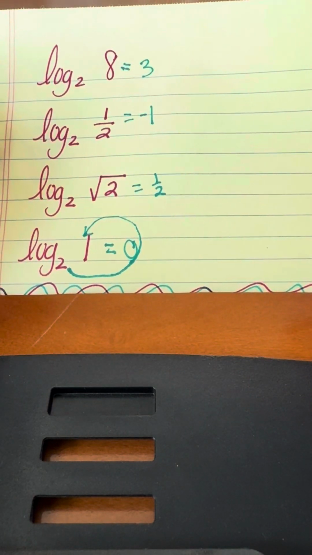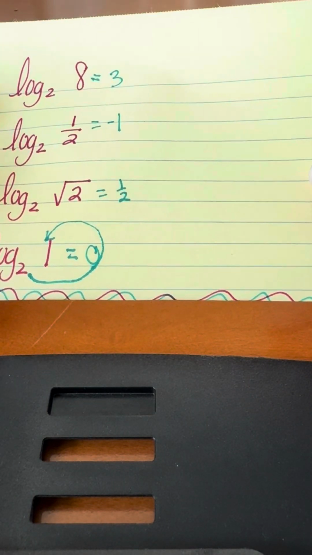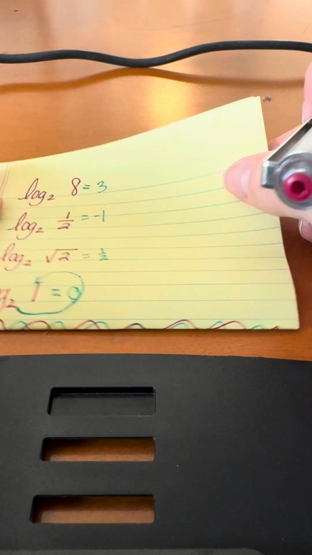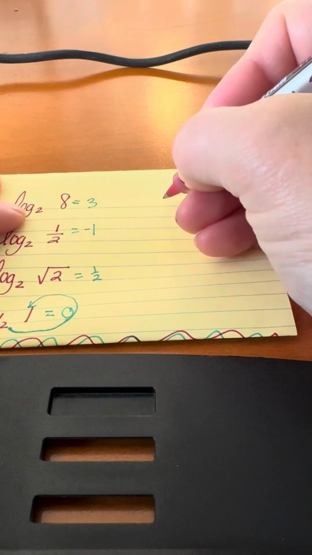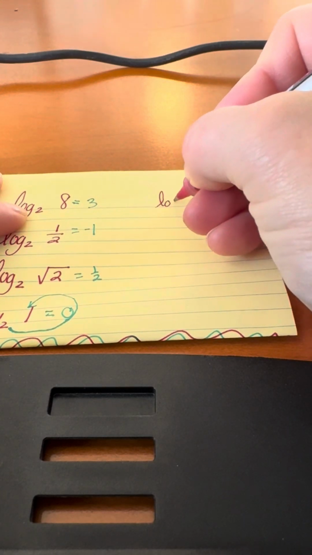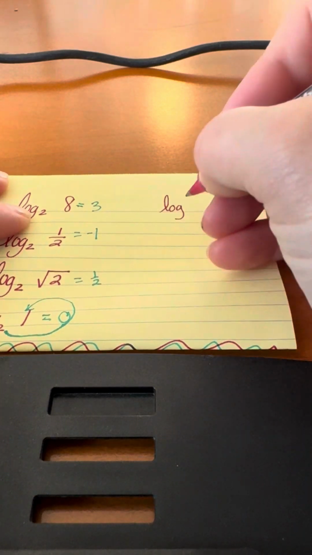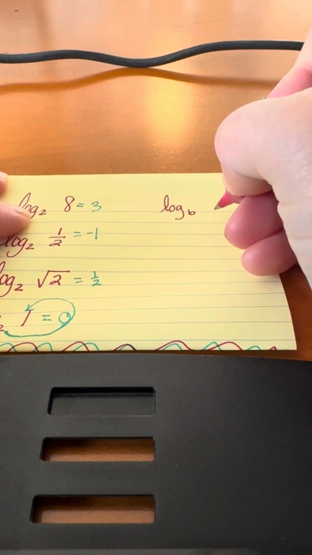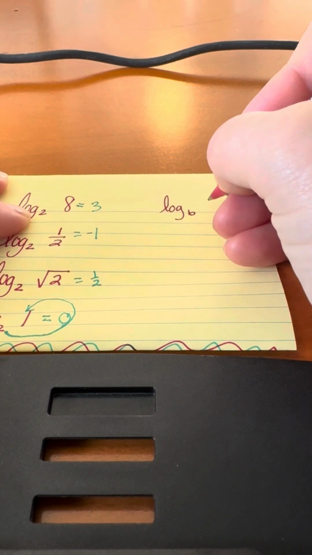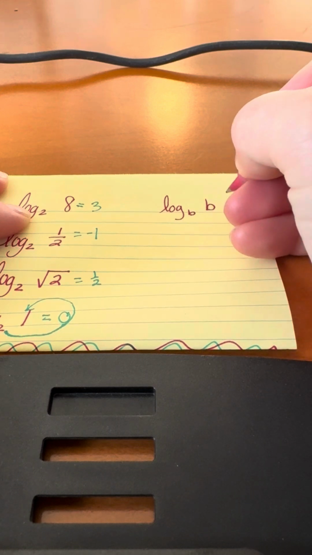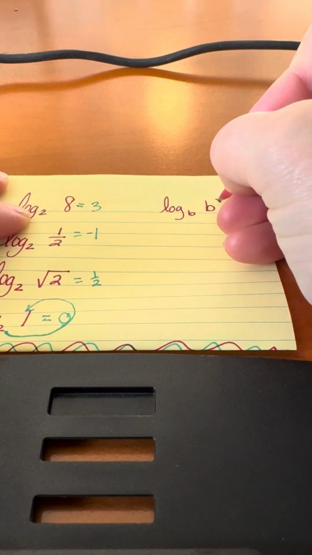Okay, there's one other scenario I thought of after I did this that I should have written on here as well. That would be a very generic concept: if you take the log, and I don't care what the base is, I'm just going to call it base B, of some number over here, and I'm going to write it as B to some power.